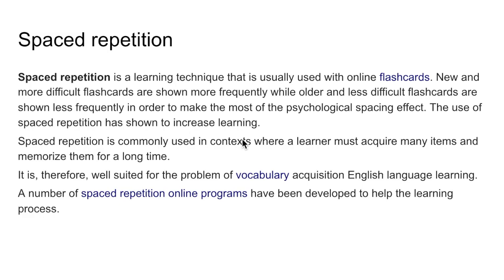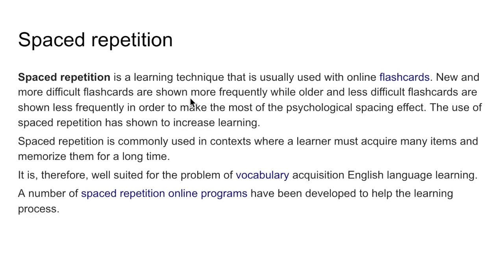I use to learn Swedish is called spaced repetition. Spaced repetition is a learning technique that is usually used with online flashcards. So a flashcard is like a memory card with two sides. New and more difficult flashcards are shown more frequently, while older and less difficult flashcards are shown less frequently to make the most of the psychological spacing effect. The use of spaced repetition has shown to increase learning in less time.